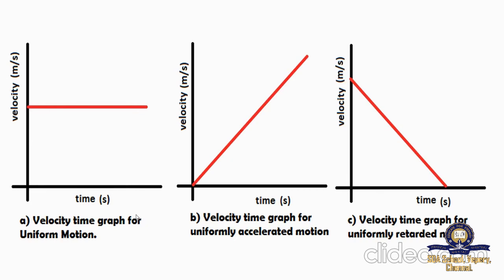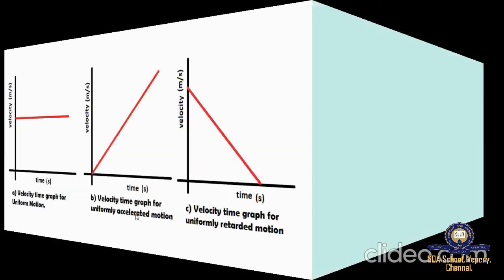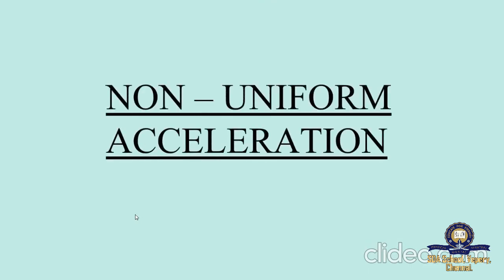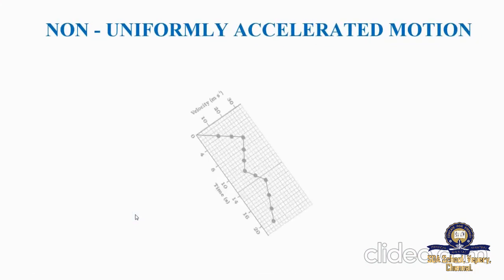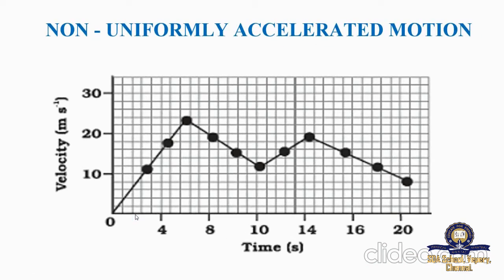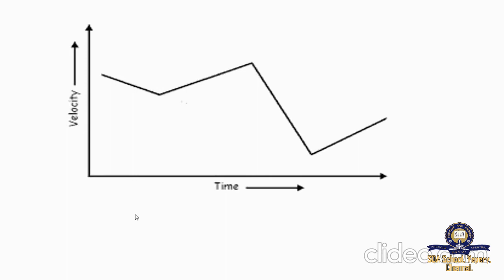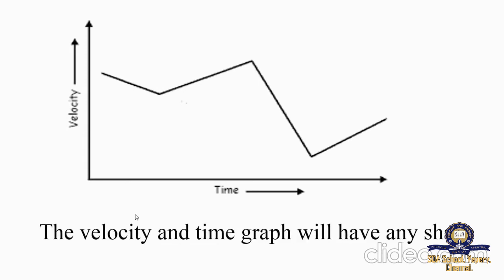So, what happens if it is a non-uniformly accelerated motion? Okay, in the case of non-uniformly accelerated motion, the distance time graph as well as the velocity time graph can have any shape. It can be denoted by this shape, or it can have various shapes like this. So the velocity time graph will have any shape for non-uniform acceleration. So, hope you are clear with the velocity time graph as well.